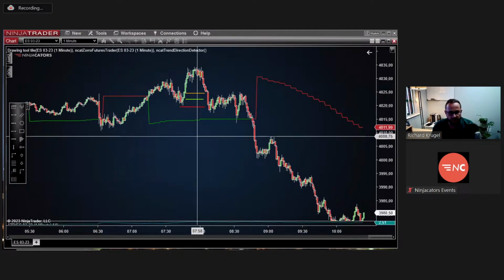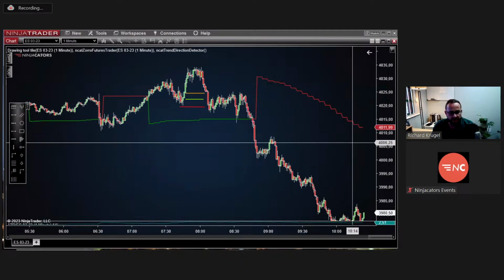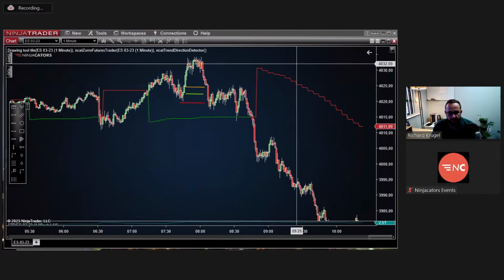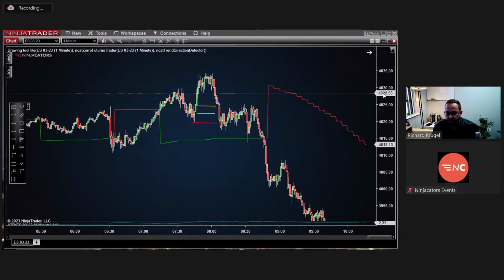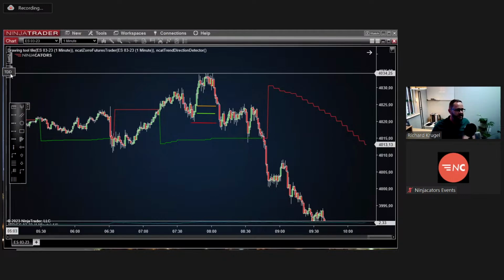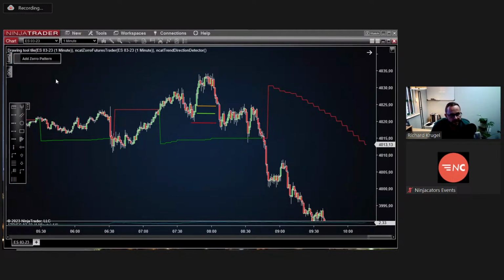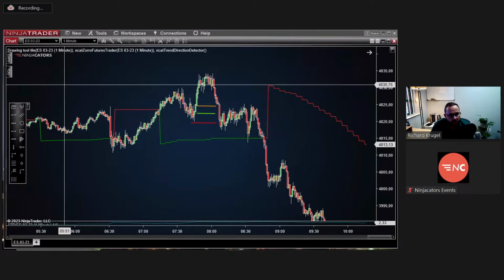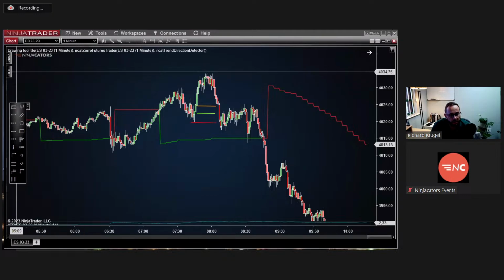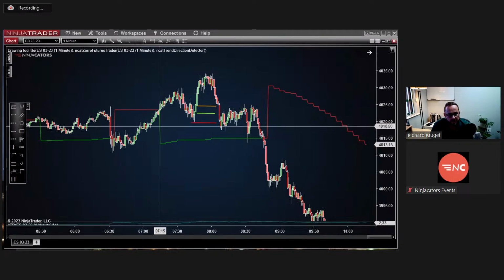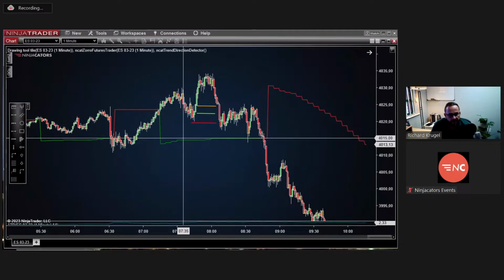So I'm just going to look at previous examples here today. You see, I've drawn in these lines. I was just doing a bit of prep and would have shown you what I'd like to look at. Now, you'll notice there are two buttons here on the left-hand side. This one is the Zorro pattern, which I'm going to draw right now. And then we've also got a trend detector line, which are these red and green lines over here.